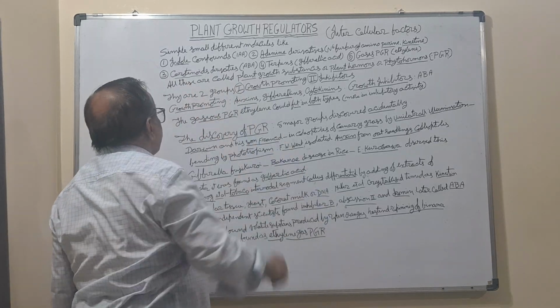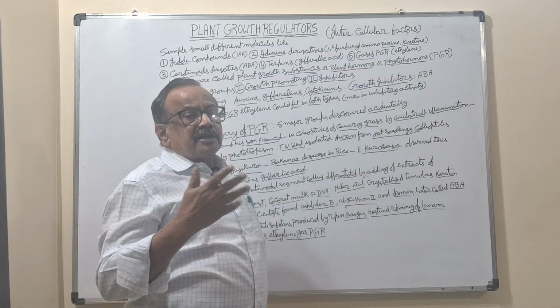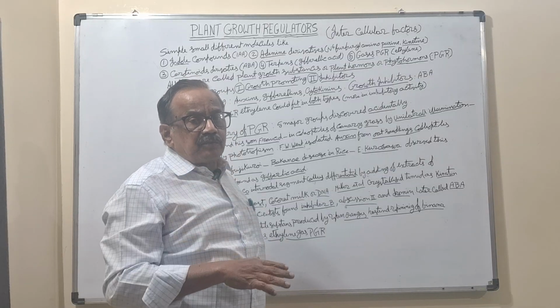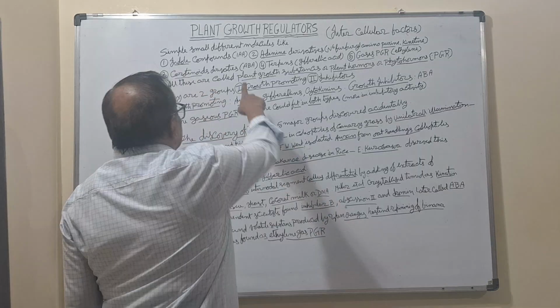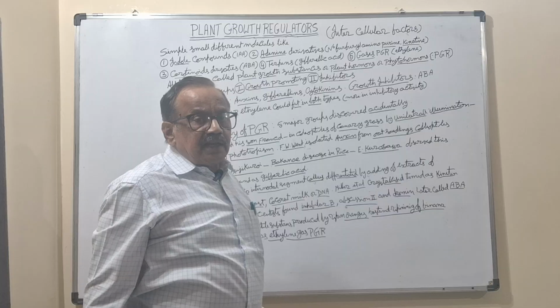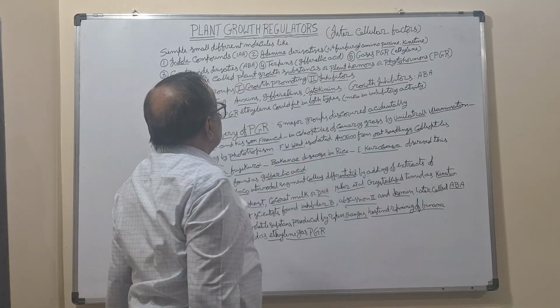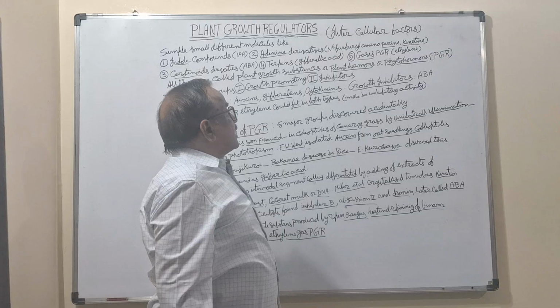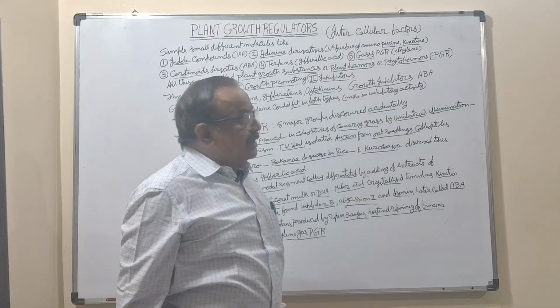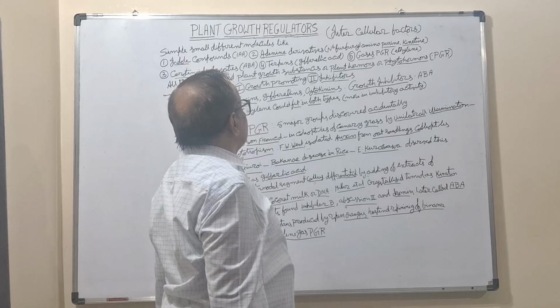And carotenoid derivatives. Carotenoids are the carotenes and xanthophylls. They produce abscisic acid. Abscisic acid is produced from the carotenoids. And next are the terpenes. Gibberellic acid is produced from the terpenes. And gaseous, that is the PGR ethylene.